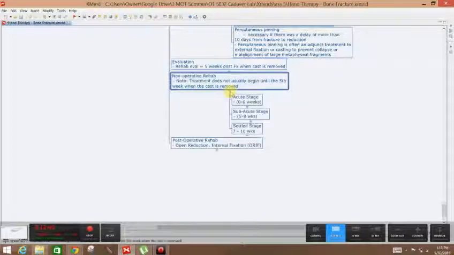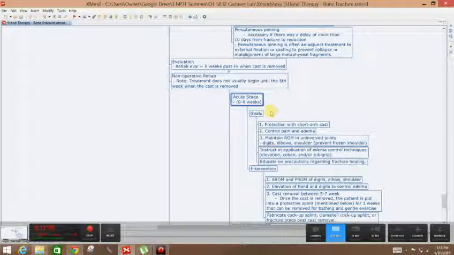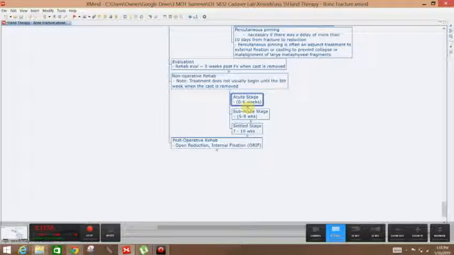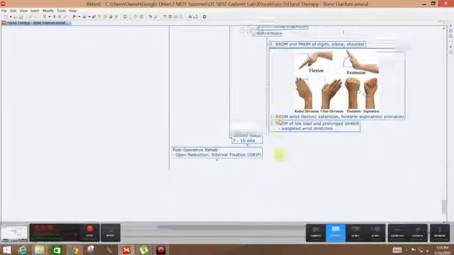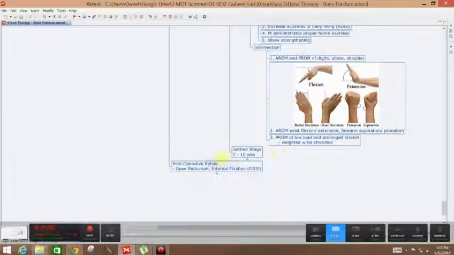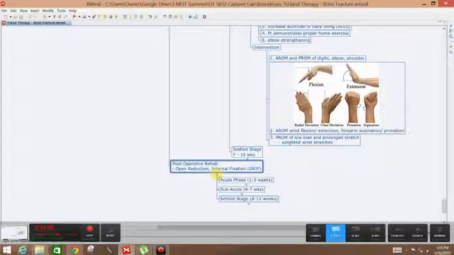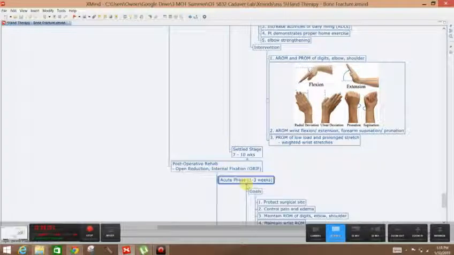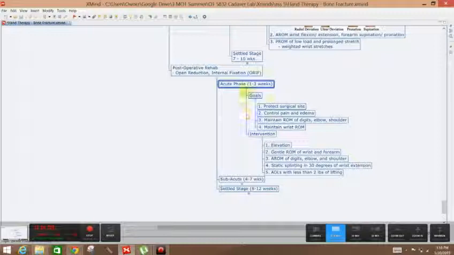So now I go into the rehab protocols. I also created protocols for this one, and it has all the same features as the first type of fracture I was talking about. And you can look at all those later on. And then I also have a post-operative rehab for that with time periods and goals and interventions.